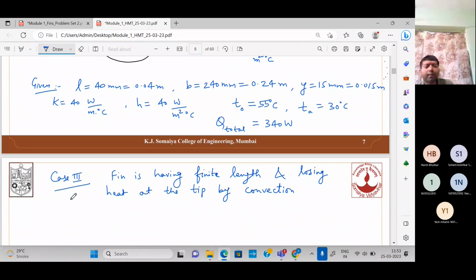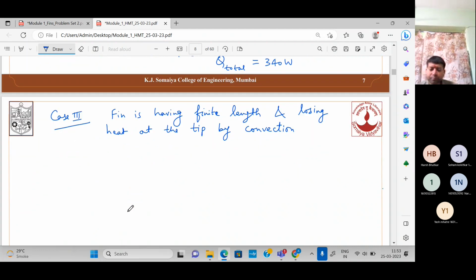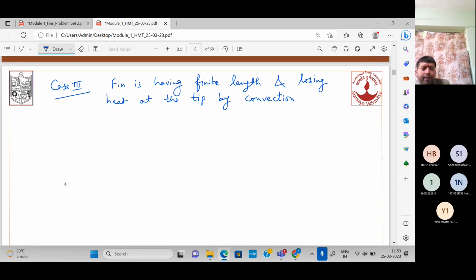Okay, so we have taken case 3. We have assumed case 3: the fin is having finite length and losing heat at the tip by convection. So apply the heat dissipation expression for this. Ultimately we have to find the number of fins. Suppose n is the number of fins. Number of fins multiplied by the heat dissipation from the single fin will be equal to the total heat dissipation. The total heat dissipation is given, so we'll calculate the heat dissipation from a single fin, and then we will be able to calculate the number of fins.